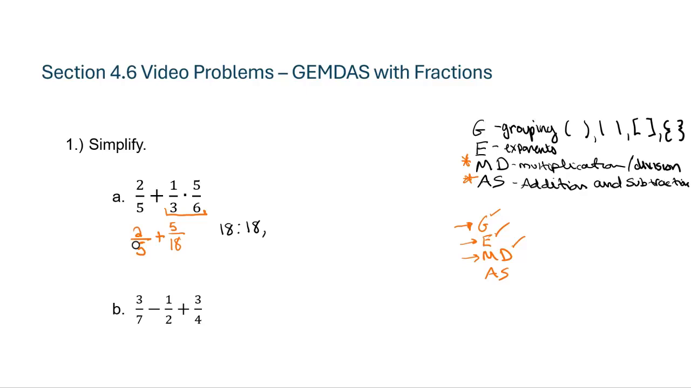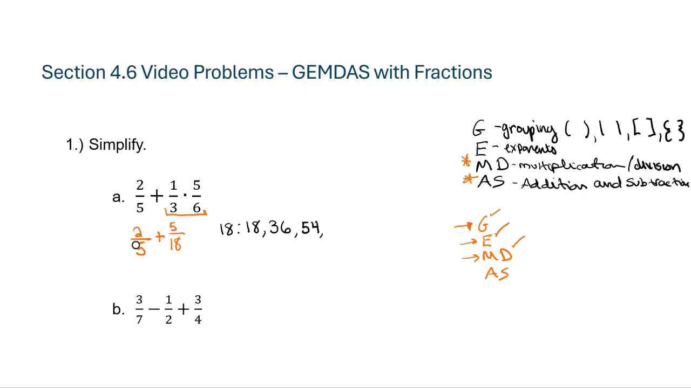18 times 2 is 36. Now, neither of those end in 5 or 0, so I know that that is not a common denominator that I need. Okay, so I did 18 times 2. Now I have 18 times 3, which gives me 54. That also doesn't end in a 0 or a 5, so I know that that one doesn't work.